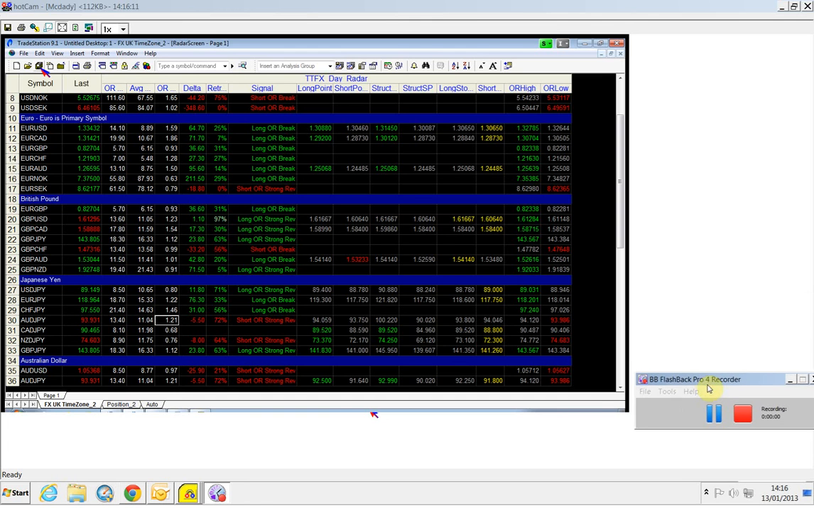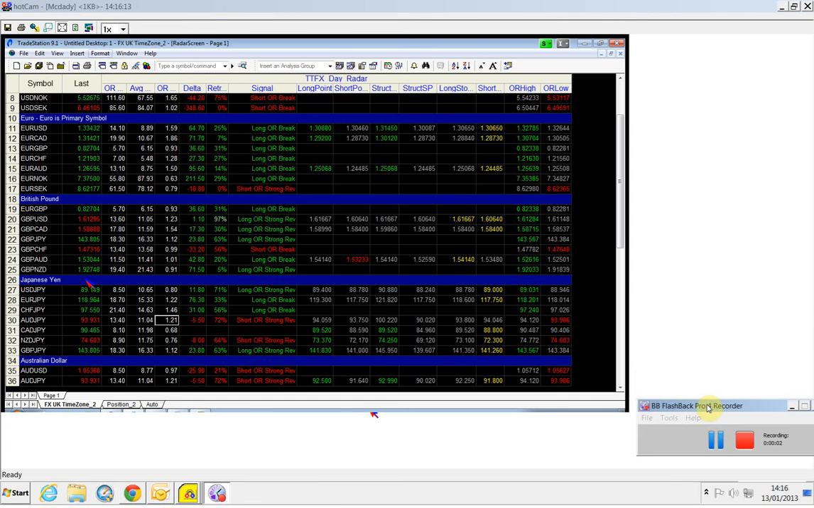So the next one we're going to do is the CAD yen, and as you can see from last week, the buy was 89.52, which was the structure long point, and it was our stop, and it took us to 90.46. So that's a pretty 100 pip move on the trade from last week.